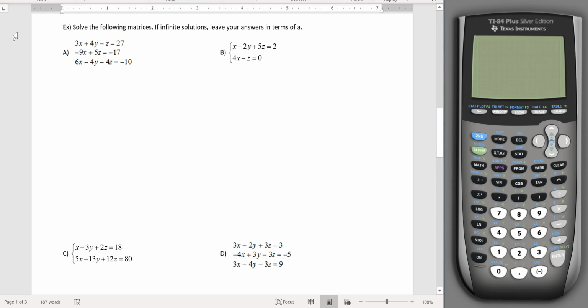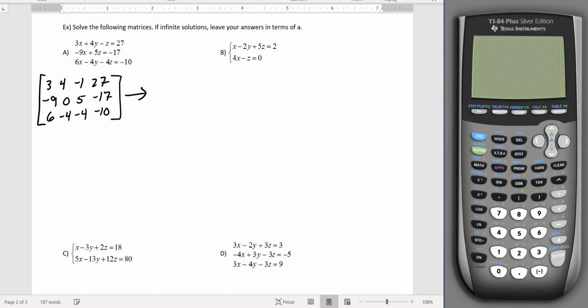All right, so let's look at example A. For example A, I'd start by creating the augmented matrix: 3, 4, -1, 27; -9, 0, 5, -17; 6, -4, -4, -10.